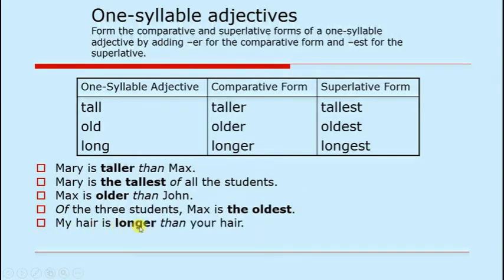My hair is longer than your hair. So we have here a comparative because we have my hair and your hair. So we compare between two objects. So I use the adjective and add er to the adjective. My hair is longer than your hair. It's comparative, guys. So to form the comparative and superlative forms of one-syllable adjectives, add er for comparative and est for superlative. And don't forget to use the before the superlative form. So I say the tallest, the oldest, the longest.